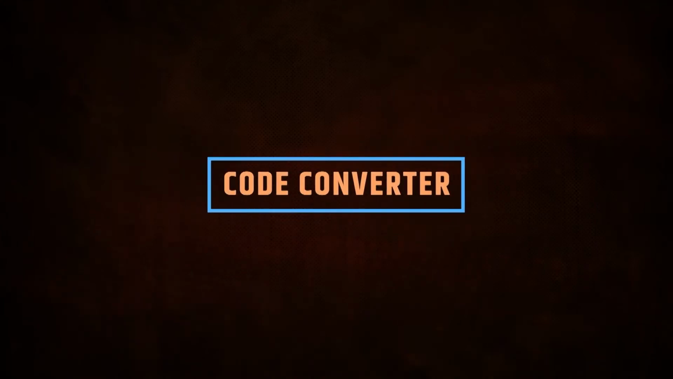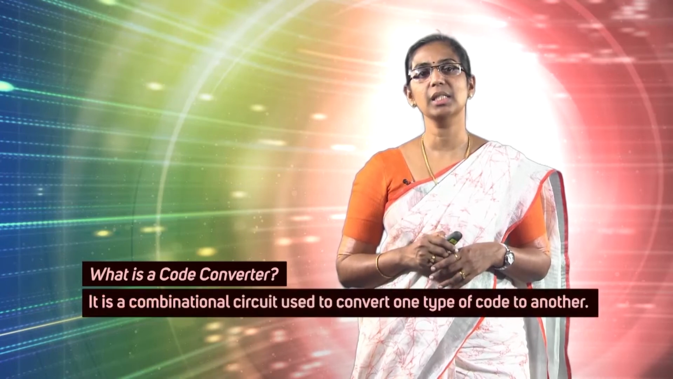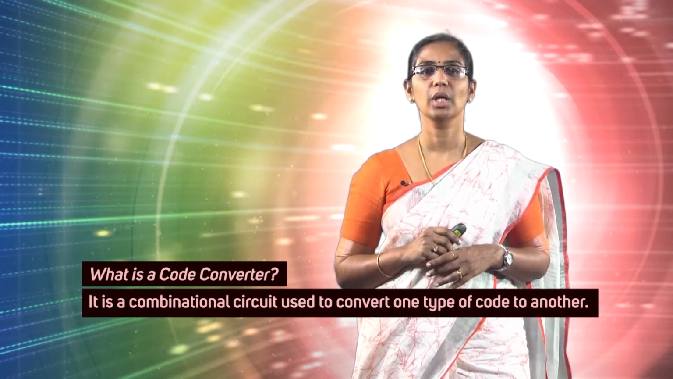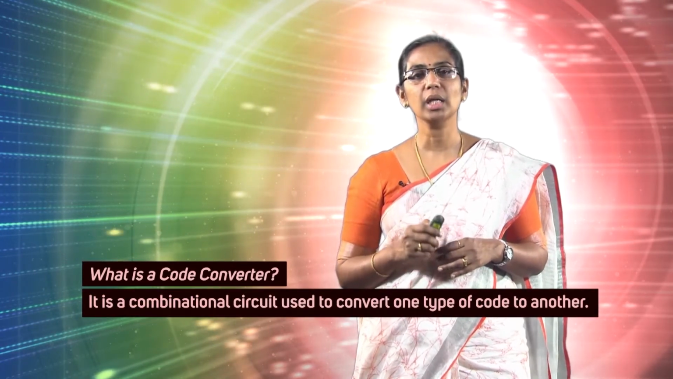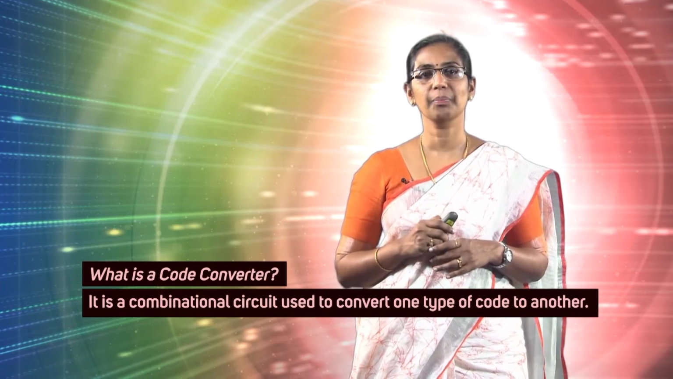Code converter. What is a code converter? As the name indicates, it is a combinational circuit used to convert one type of code to another. We have already learned binary codes such as BCD code, XS3 code, gray code, etc.